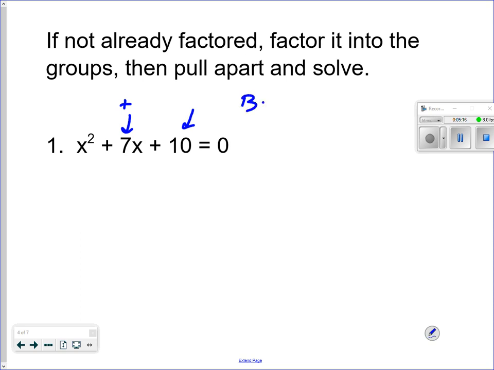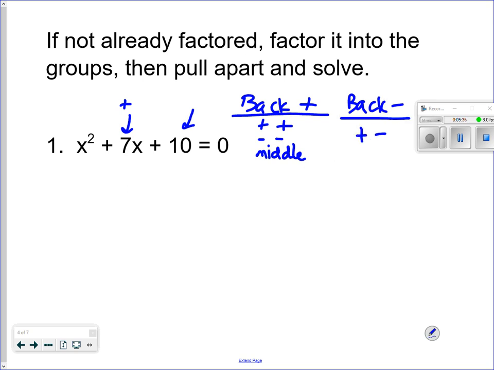If the sign in the back is plus, that means your answers are either both going to be plus plus or both be minus minus. You're going to decide by looking in the middle. And if your sign in the back is negative, that means one has to be plus, one has to be minus. Bigger number takes the sign.